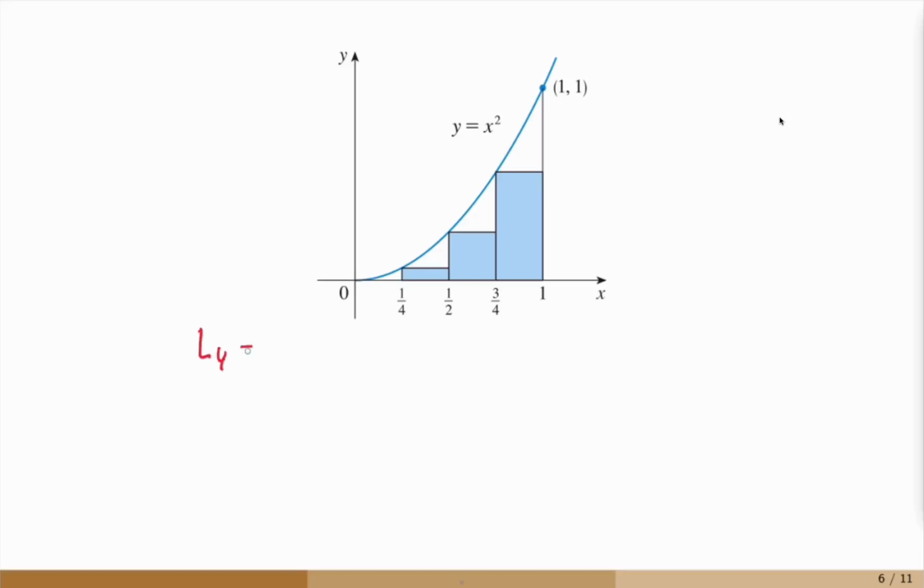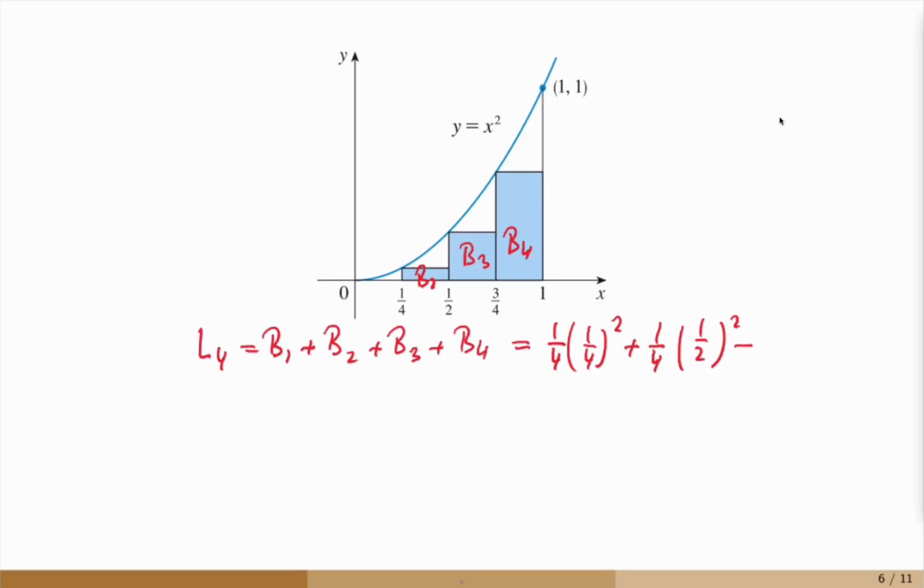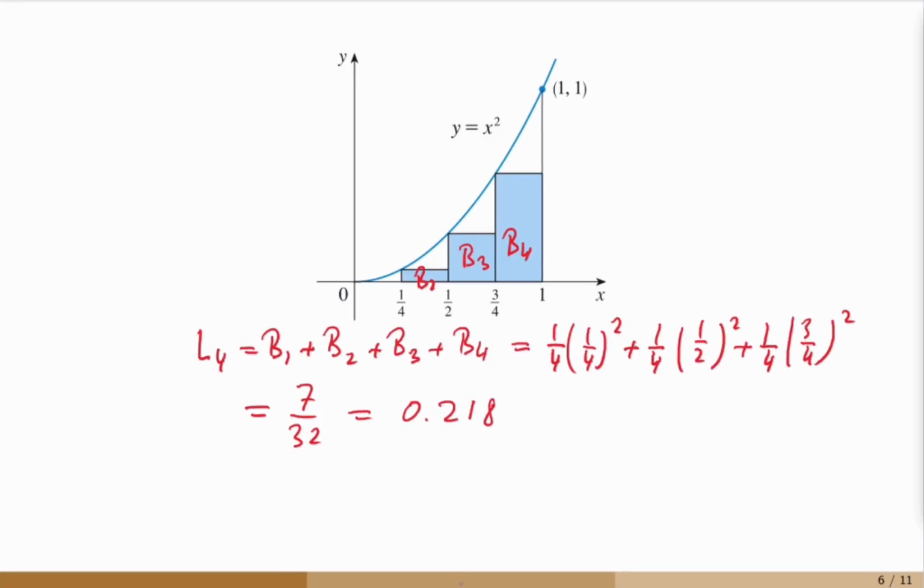So L4 was B1 plus B2 plus B3 plus B4. So this is B3, this is B4, this is B2. B1 is empty, so this is 0. But B2 has the base length 1/4 and the height 1/4 squared, plus 1/4 times 1/2 squared, plus 1/4 times 3/4 squared. Okay? And then this is computed to be 7/32, which is 0.218.